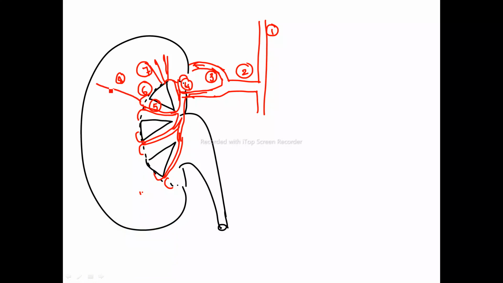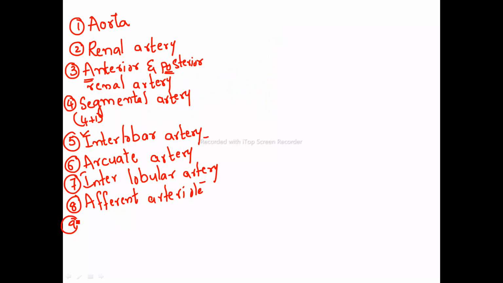These are interlobular artery, and from this interlobular artery will be arising a smaller artery, that is arteriole, to which we call it, yes, afferent arteriole. And we know this afferent arteriole will be breaking down into a small capillary network, to which we call, yes, glomerular capillary or glomerulus. So this is blood vessel number 9, which is our glomerulus, or glomerular capillary.